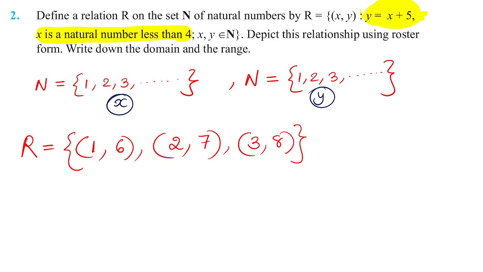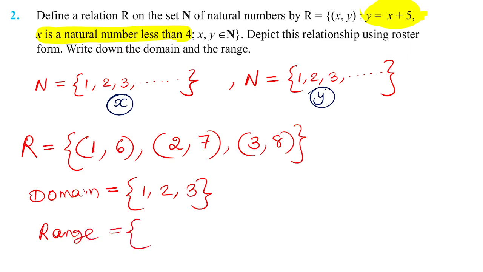Yes, sir. Okay. So we have to write the domain and range. Domain is what? Domain is the first element of the ordered pairs. 1, 2, 3. What is range? Range is the second elements of the ordered pairs. Second elements are 6, 7, 8. Please write down. If you are 100% clear, raise your hand.